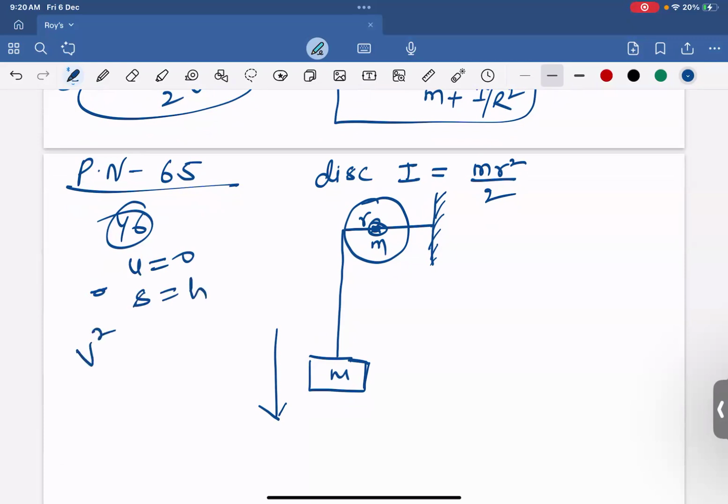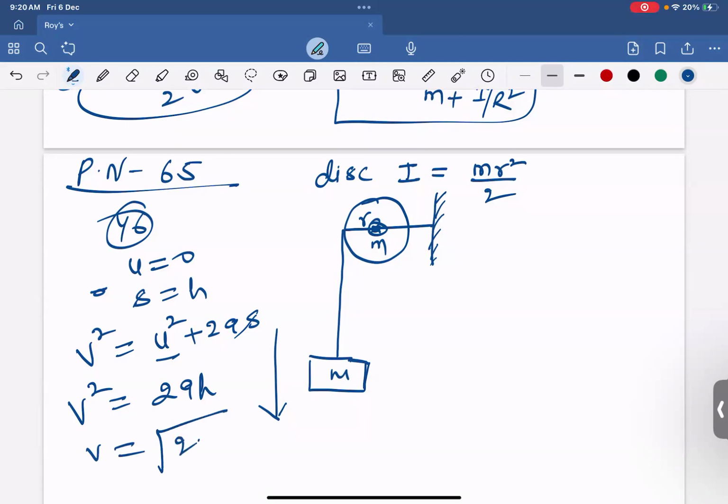So better you should use the formula v square equals u square plus 2as. U is 0, so v square will be 2a. In place of s, it is given h. So our answer should be v is equal to under root 2ah.